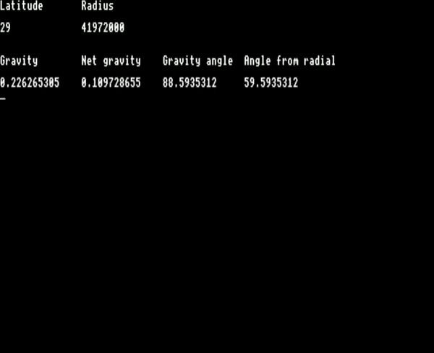And at 29 degrees latitude, we see pretty much the same thing. 226 millimeters per second of actual gravity, and just about to be 110 millimeters per second of net gravity. And it was very nearly at right angles. Net gravity was pretty much straight towards the plane of the equator.